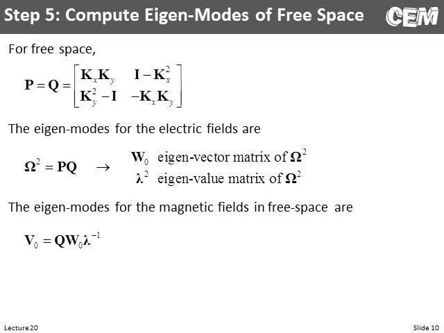Next, to set ourselves up to calculate our scattering matrices, we need to calculate the eigenmodes of free space, because those parameters are used when we calculate the scattering parameter terms. So in free space, our P and Q is the same thing. We calculate it this way. Omega squared is just P times Q. And then we can calculate the eigenvectors and eigenvalues of omega squared. So that comes out being W naught lambda. Then we can calculate the eigenvectors for the magnetic fields in free space. Now we just store those parameters to the side, and we'll reuse those as we calculate our scattering matrices for each of the layers.